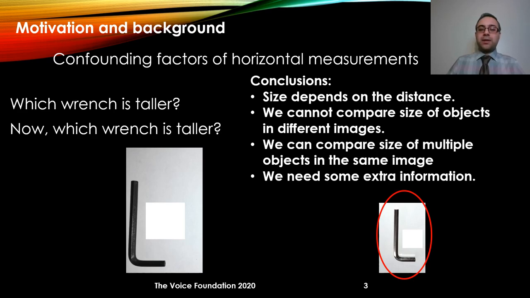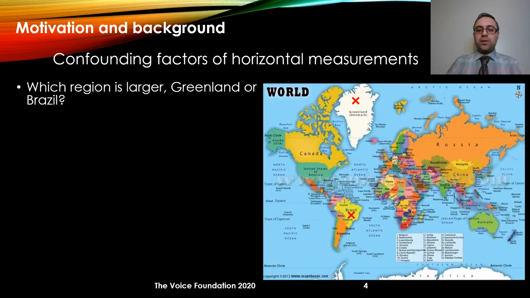Also, we cannot compare size of objects from different images, but we can compare size of multiple objects in the same image. And if we want to compare size of multiple objects from different images, we need some extra information. So now we want to talk about a different confounding factors.